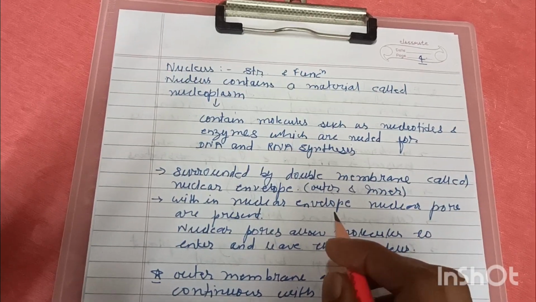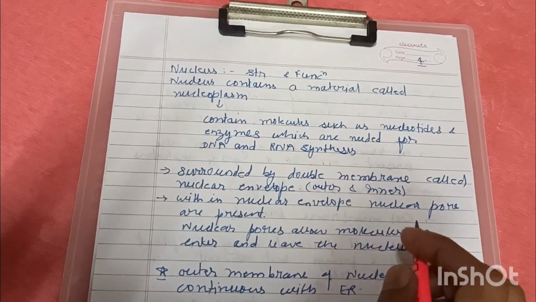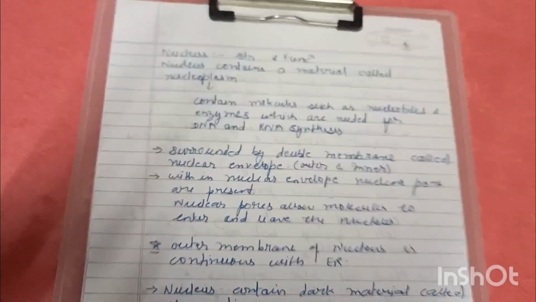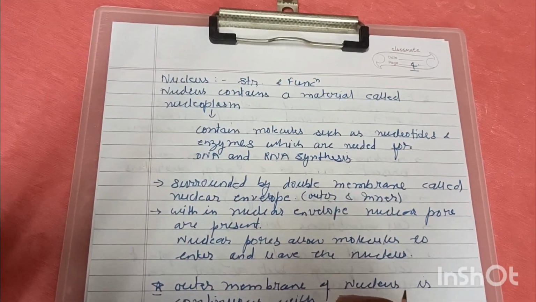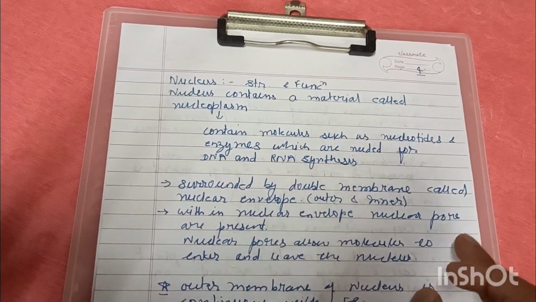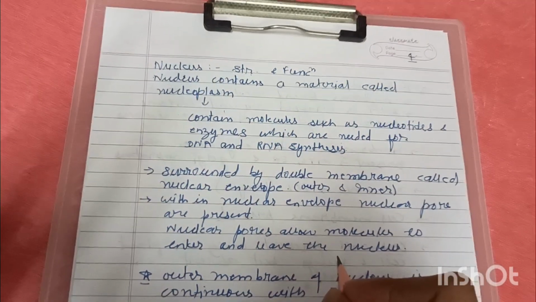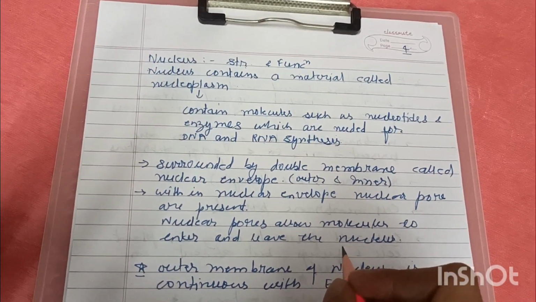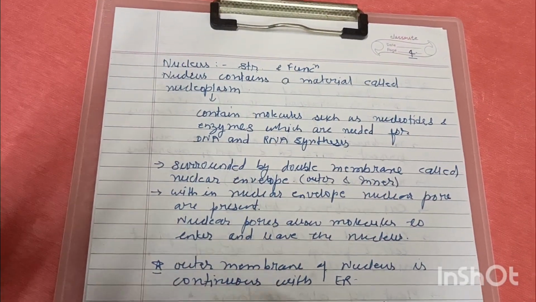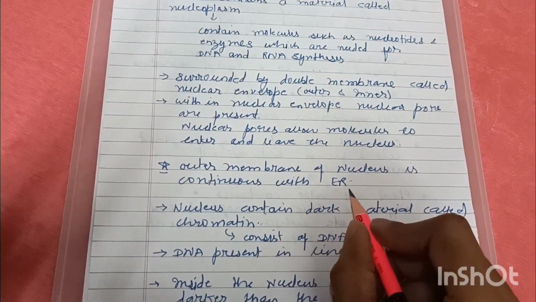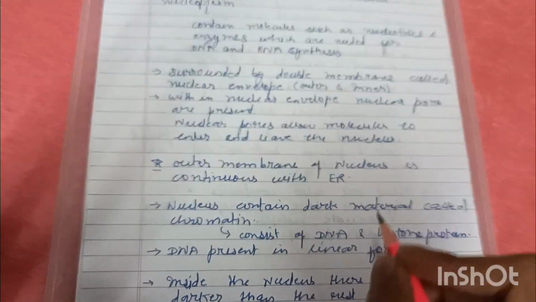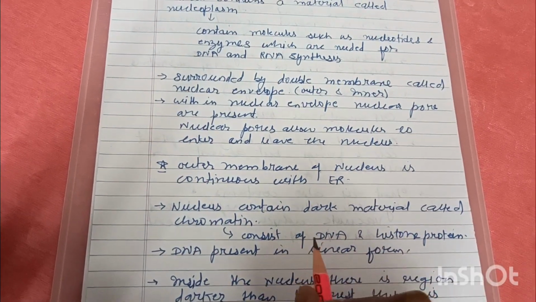Within nuclear envelope, nuclear pores are present. At some spaces, membrane is absent. That place is known as nuclear pore. Nuclear pores allow molecules to enter and leave the nucleus. Outer membrane of nucleus is continuous with endoplasmic reticulum, and nucleus contains dark material called chromatin.